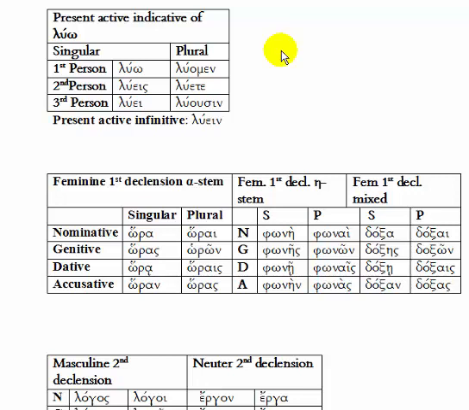This is actually not your paradigm sheet, but I've taken these right off of your paradigm sheet and I've just blown them up a little bit so they're a little easier to see on the video. Okay, so this is the paradigm of the verb luo. The verb luo is a regular verb. It's a simple verb, and this is the present tense of it.